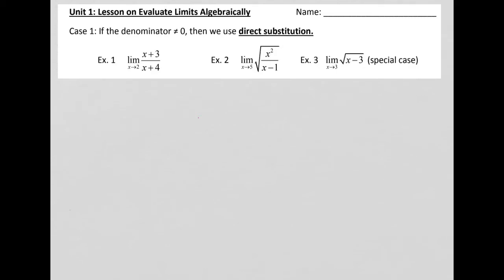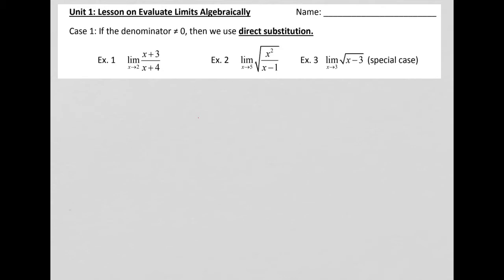This lesson, we will focus on evaluating limits algebraically, which means without using a graph, we should be able to evaluate the limits. So, case 1. In the simplest term, it means if the denominator will not be 0, then we can use direct substitution. So let's look at example 1.